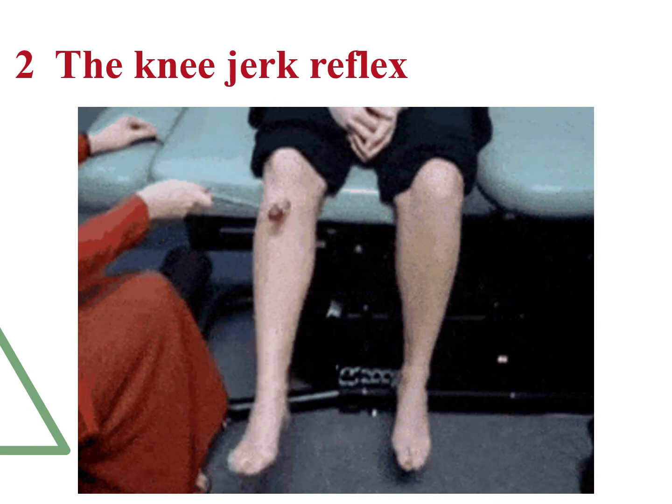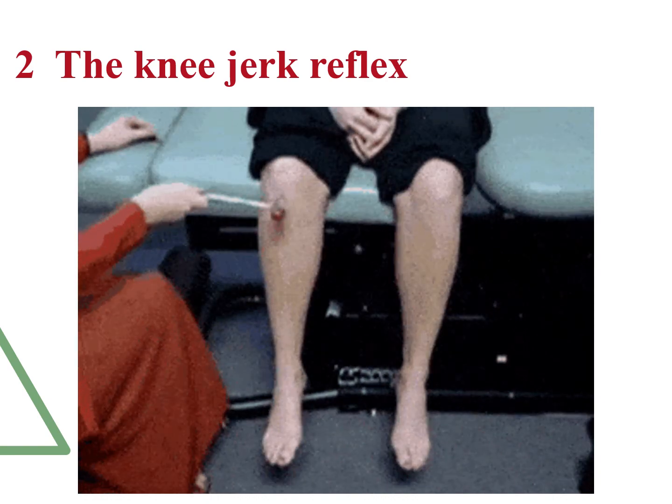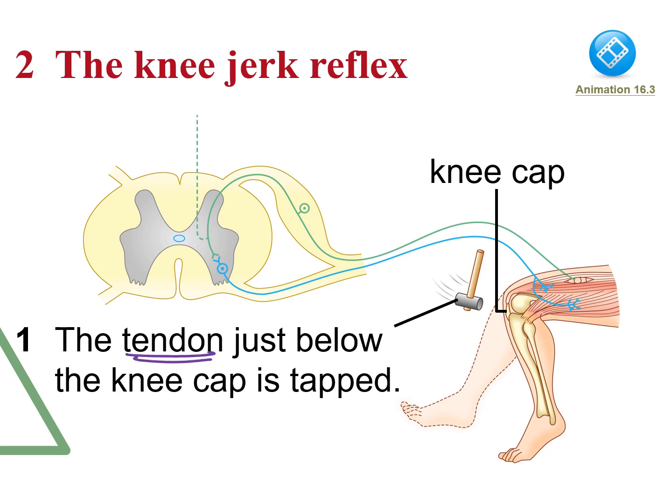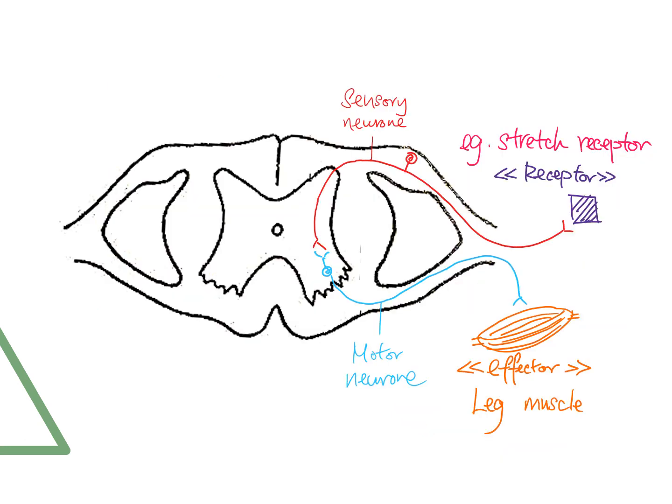Another reflex introduced by a book is called the knee-jerk reflex, 膝躍反射. When the tendon, 筋, just below your kneecap is tapped, after the tapping, the stretch receptor over here will do two things. It will detect the stimulus and generate nerve impulse. This time the receptor is called the stretch receptor. It will detect the stimulus and generate nerve impulse, moving along the sensory neurons into the spinal cord.